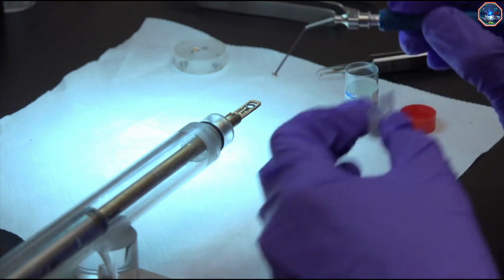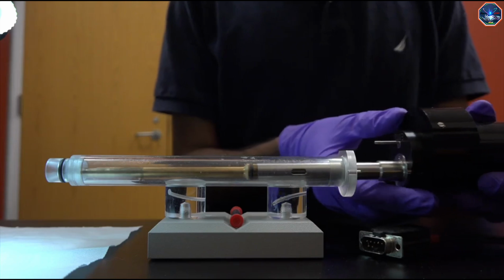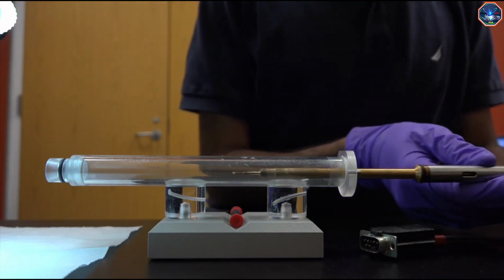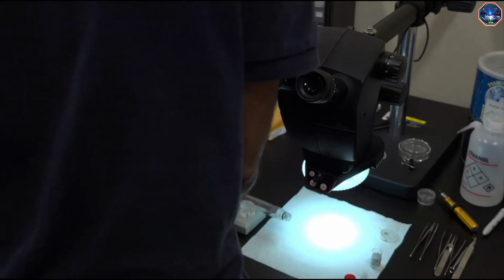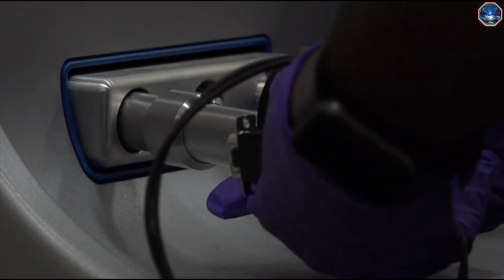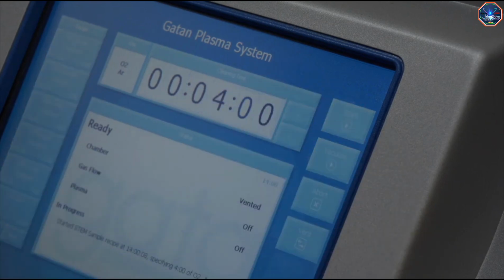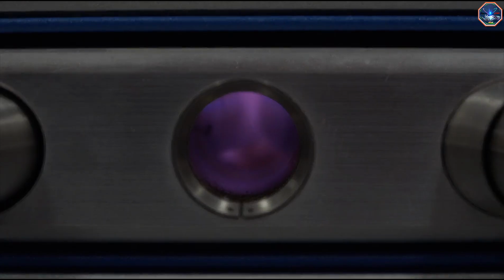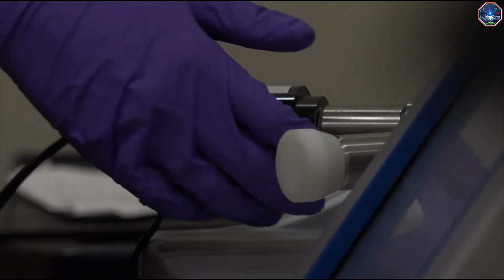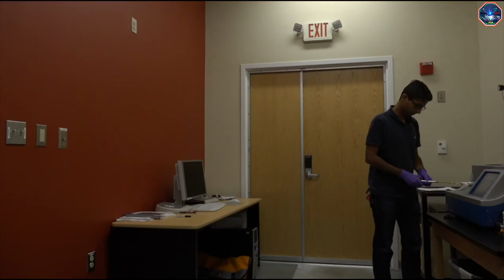First, we load the sample mounted on a TEM grid into the sample holder. The sample holder is a long rod that can reach to the middle of the column. We then plasma clean the sample to ensure we are not imaging dust or debris that could have collected on the sample. Plasma cleaning uses ionized gas, or plasma, to remove contaminants from the sample surface. We also always wear gloves to protect the sample from contamination.